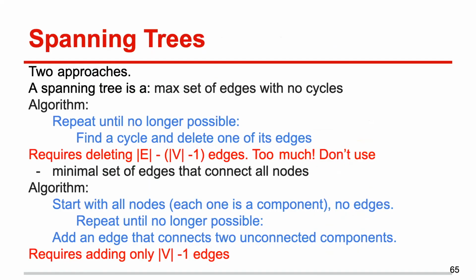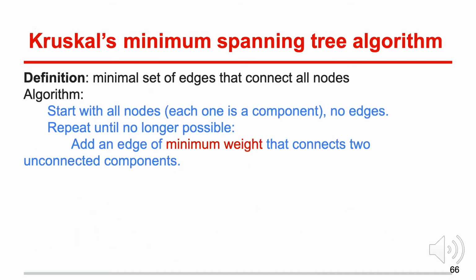Now let's go through the two different approaches for finding the minimum spanning tree. For these two properties, we have two ways of finding them. The first one, to find the max set with no cycles, is to start with the fully connected graph and delete edges from it. This requires you to delete edges minus vertices minus one edges, which would usually be a lot if you start with a fully connected graph. So I would recommend adding nodes starting from 0 edges. Those are just what Kruskal and Prim say.